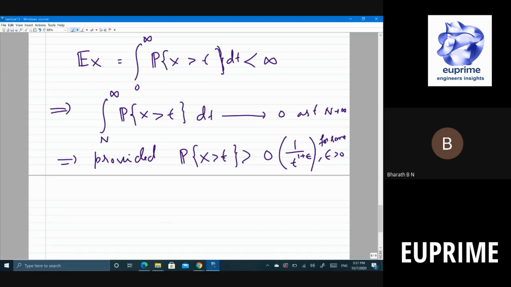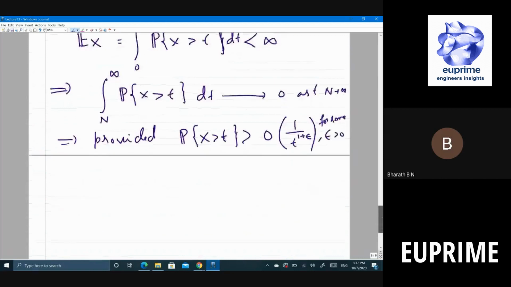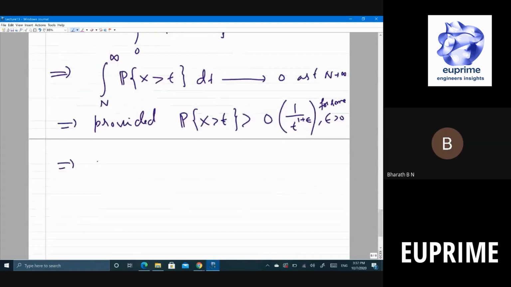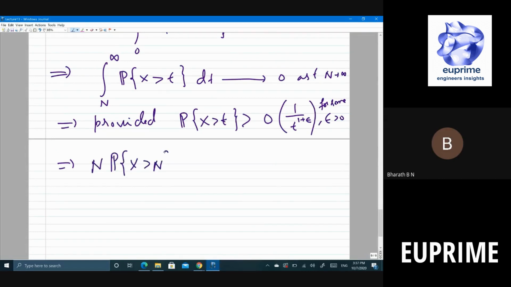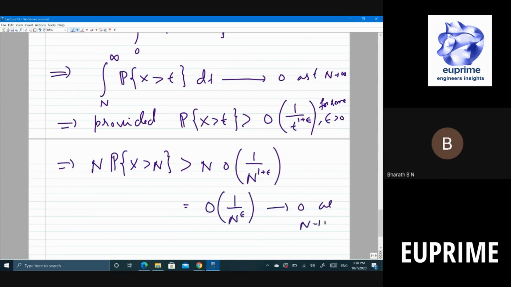Is this fine? Yes, sir. So now if I substitute, this implies n times probability of x greater than n should be at least n times order of 1 by n power 1 plus epsilon, which is nothing but order of 1 over n power epsilon. So this goes to 0 as n goes to infinity. Okay. So this is something that I came up with.